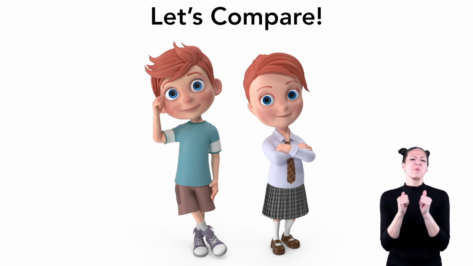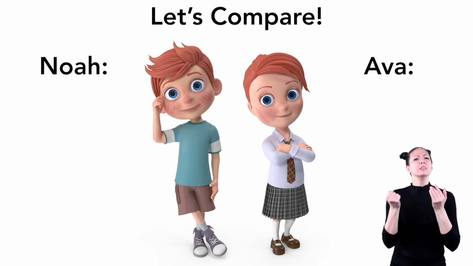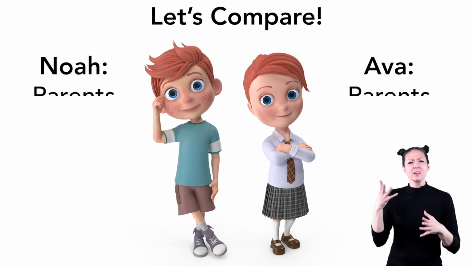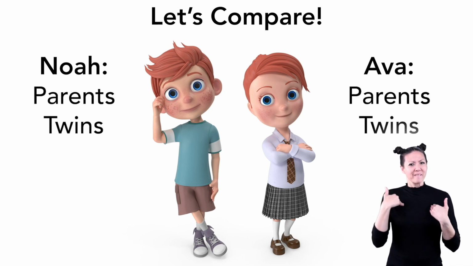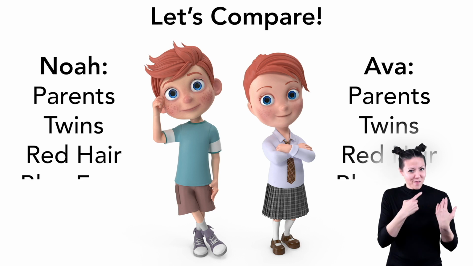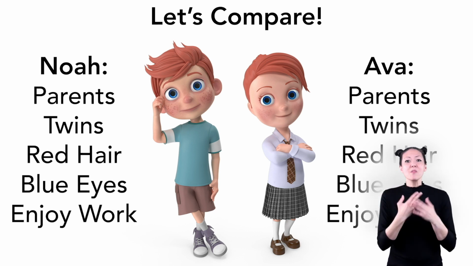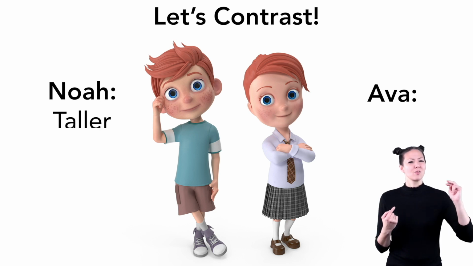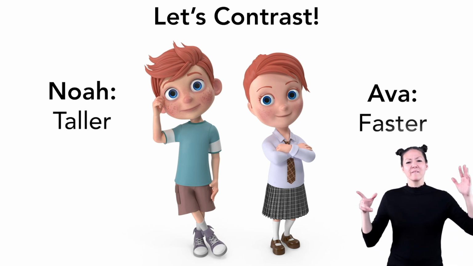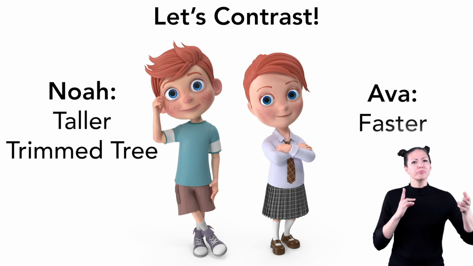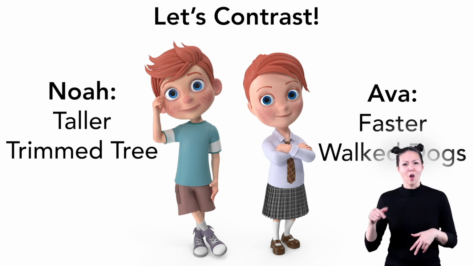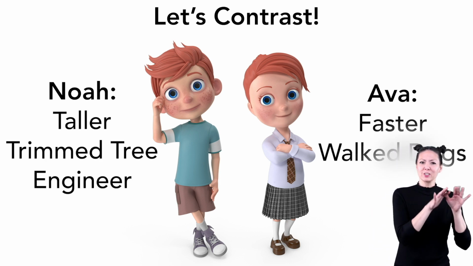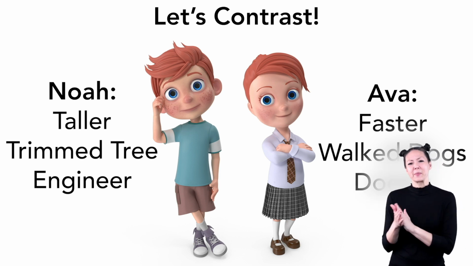Let's start by comparing. What things did Noah and Ava have in common? They both have the same parents, they're both twins, they both have red hair and blue eyes, and they both enjoyed working. Now, let's contrast. Noah is taller than Ava, but Ava is faster. Noah trimmed a tree while Ava walked the dogs. Noah wants to be an engineer when he grows up, and Ava wants to be a doctor.